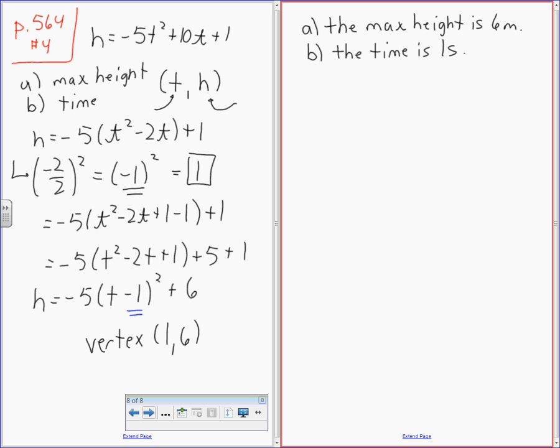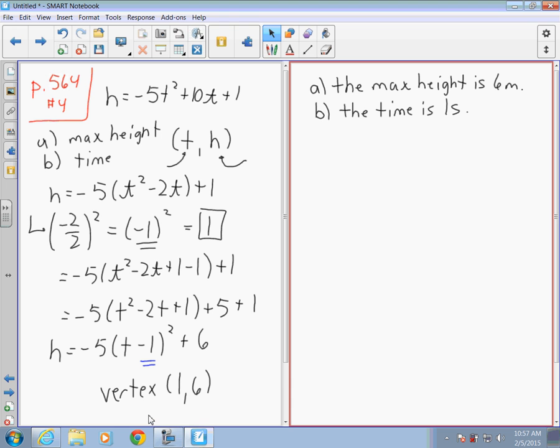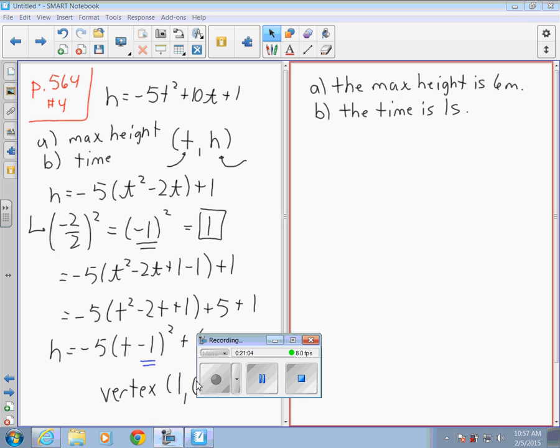Good? I'm going to pause the video, and I'll take 2 minutes to load up. We are going to be graphing today, so if you do not have graph paper, gently ask your neighbor if you can borrow some.